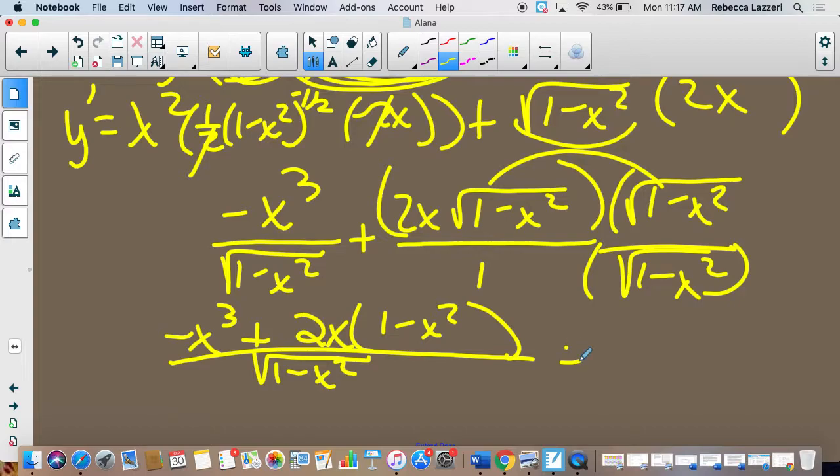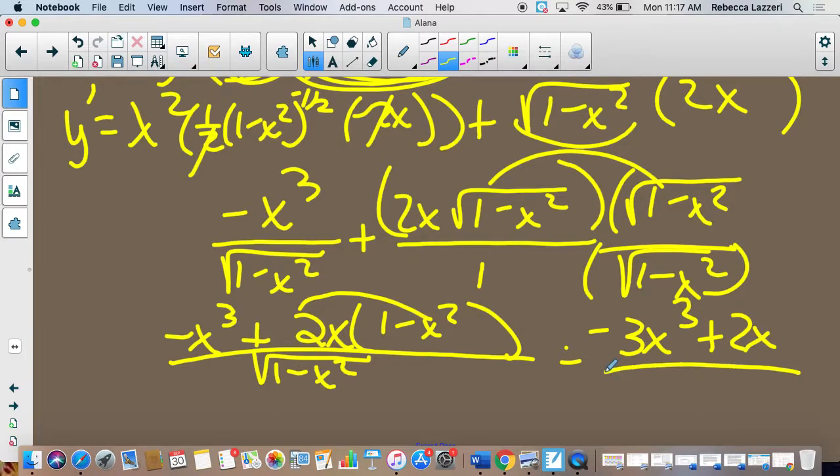All right, now, if I do this right, don't ever get in a hurry. Take your time when it's your grade. I think I get negative 3x cubed plus 2x over the square root of 1 minus x squared. So it looks pretty nice, unlike the aggravating answers in the back of the book. Let me make sure I got that right.